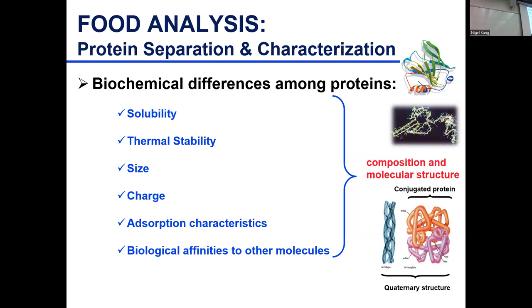Why is their thermal stability different? Because they have different structures. They have different amino acids. The sequence of amino acids, the secondary, tertiary, and quaternary structures are different. So they have different thermal stability based on their amino acid composition and their structures.